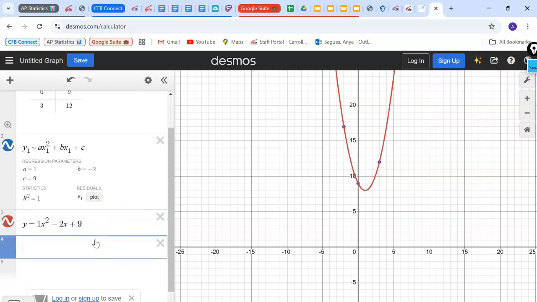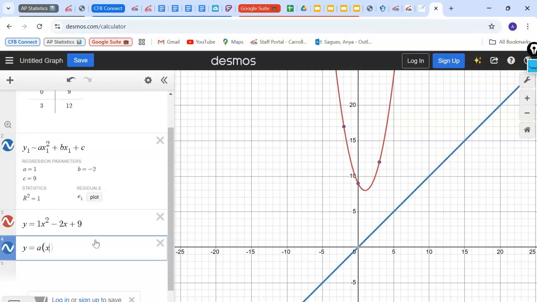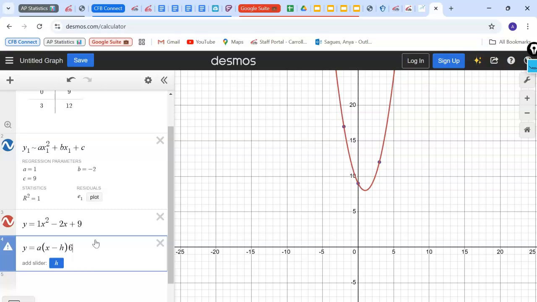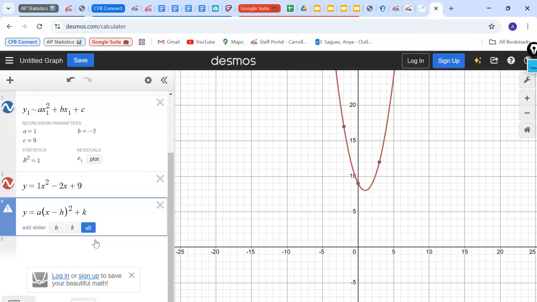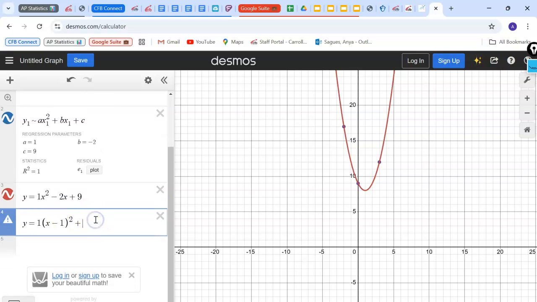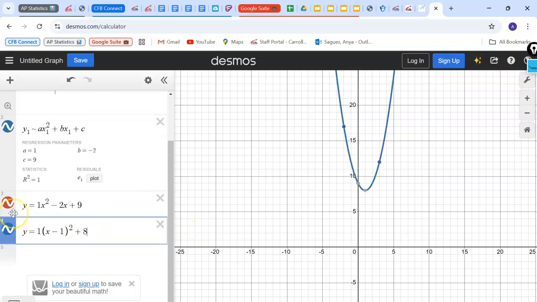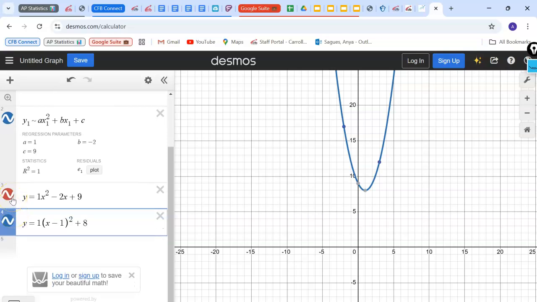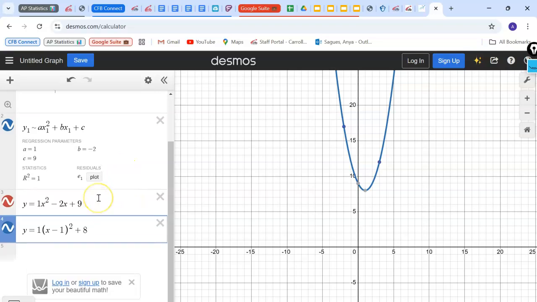Now it does say that it wants it in vertex form. Remember that vertex form is a(x minus h) squared plus k. But we already know that a is 1 because that's what they told us. And here it does show me my vertex, 1, 8. So this should be 1 and this should be 8. And look, all of these are the same thing. When I see that they overlap, that's how I know that I did something correctly and that they are the same thing.